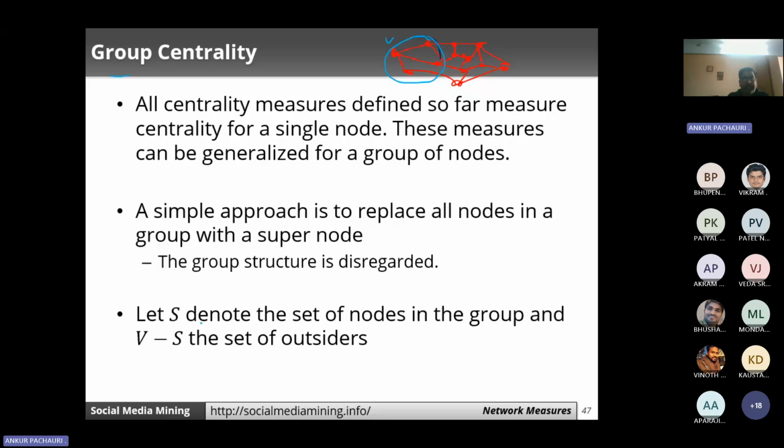So that node will be considered as a super node S, and the rest of the nodes will be V minus S. So they all will be a part of V minus S. This is V, and this will be the set V minus S. V itself will be a set, and all the other nodes will be the set V minus S.